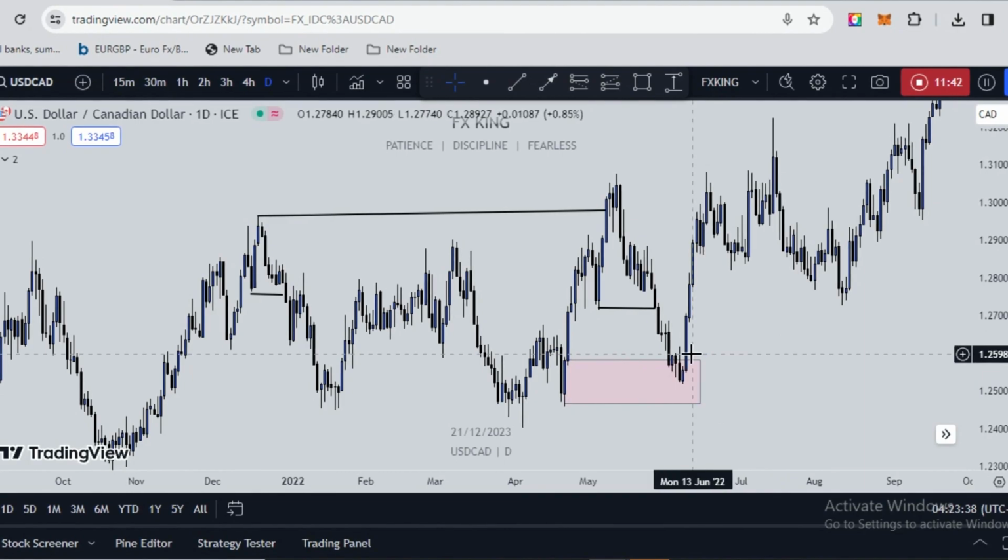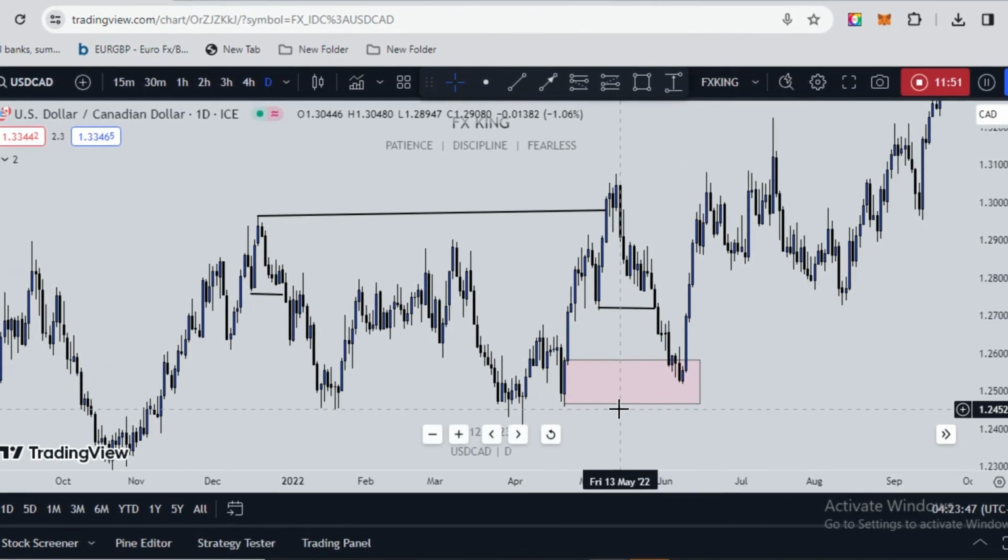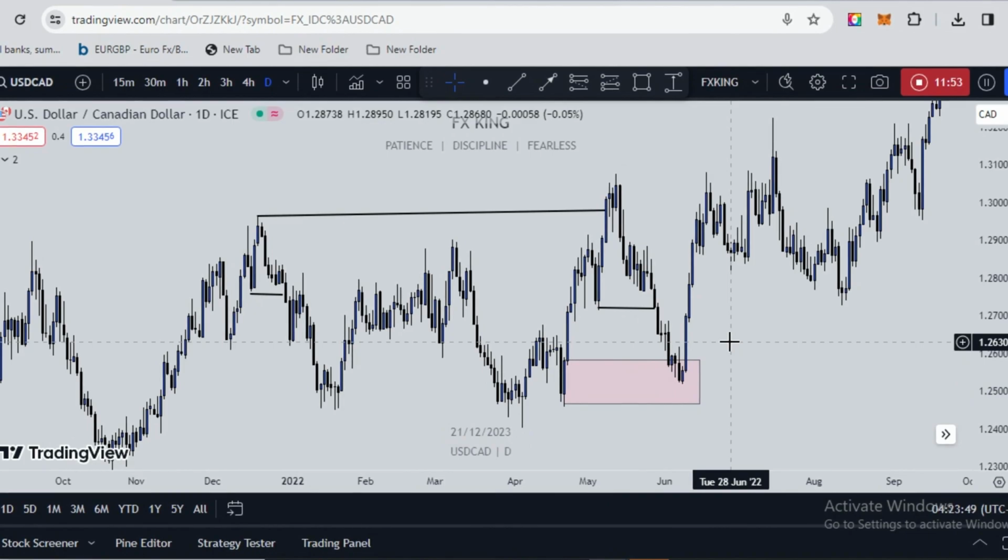So now when you mark out this zone, what you are looking for is a change of character or a single candle order block entry. So for you to get into this, you need to move into a smaller time frame. If you are using the 4 hours or the daily time frame, you should use 15 minutes as your entry. If you are using 1 hour, you should use 5 minutes, and if you are using 15 minutes, you should use 1 minute for your entries.